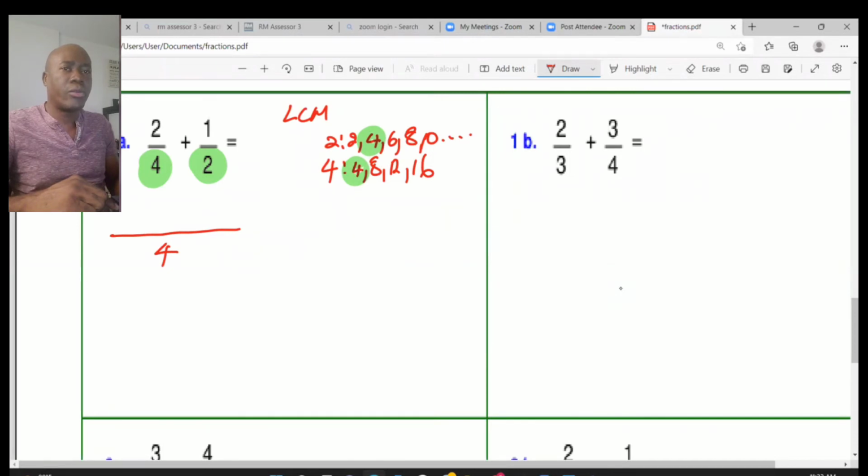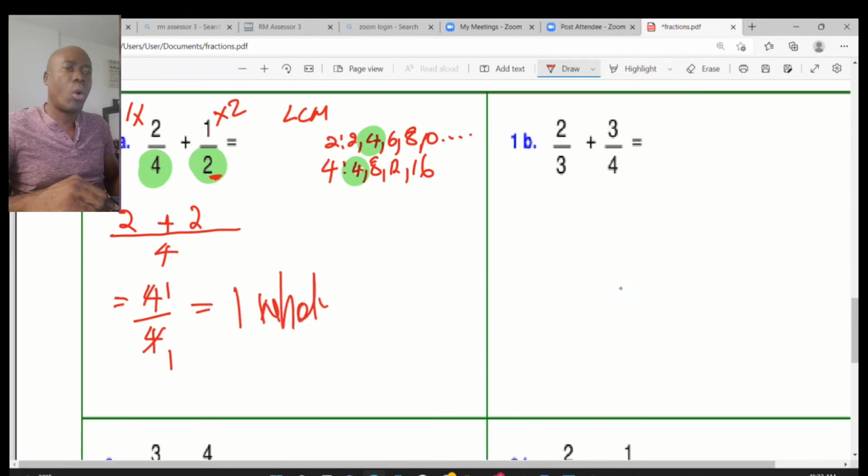So 4 into itself goes 1 time. We multiply that 1 times 2, we get 2. This 2 here into the 4 is 2 times. Multiply the 2 by 1, we get 2. We're adding, so we end up with 2 plus 2, and that is going to give us 4 over 4. And 4 over 4, if you cancel down by 4, you do get 1 whole.